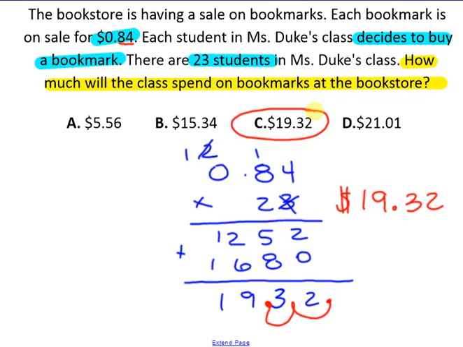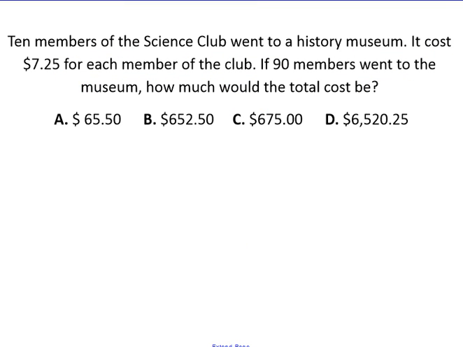Now, a good strategy with multiple choice questions is always to work out the problem for yourself first, and then see if it matches one of the answer selections. That way you have a pretty good gut instinct that your answer is correct. All right, let's take a look at the next one.